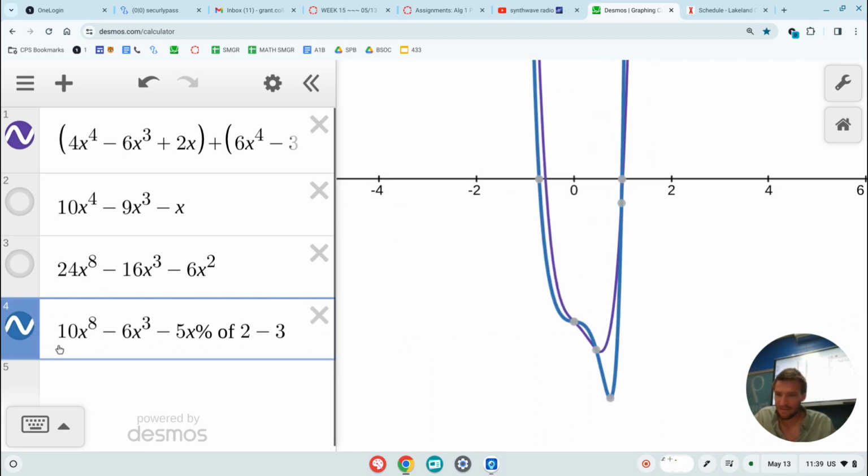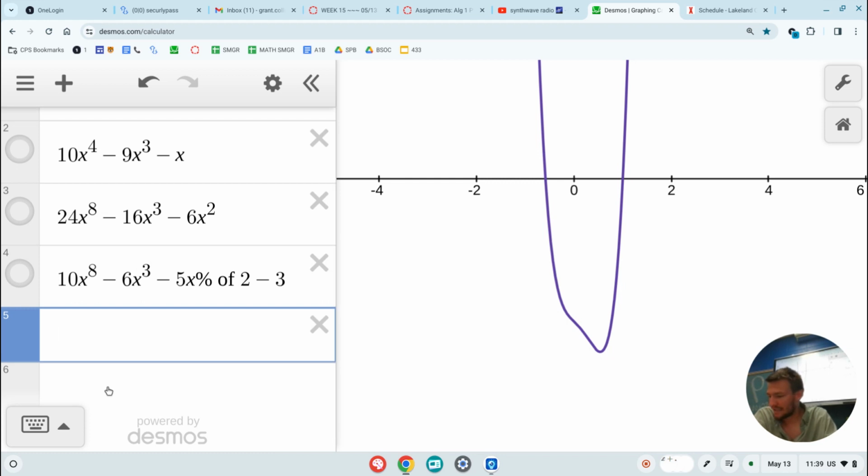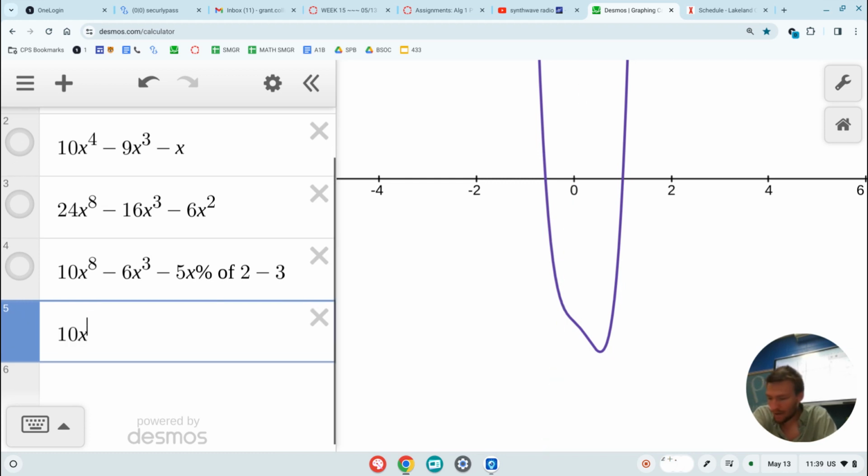No, it's not the same. Give me a match, please. Letter D, 10x power 4 minus 6x power 3 minus x minus 3. Is that a match, please? Yes. Looks good. All right, the answer is D.